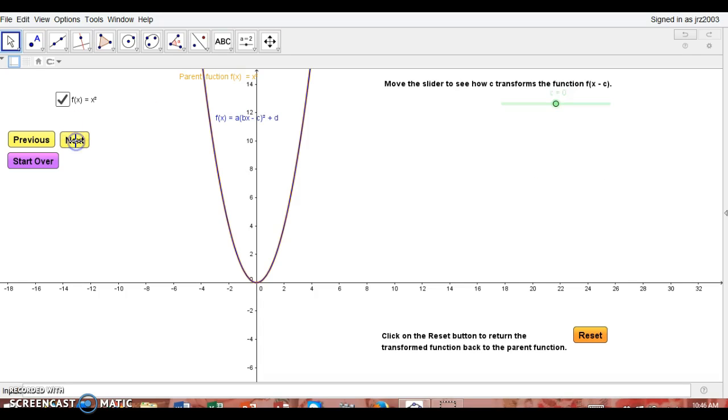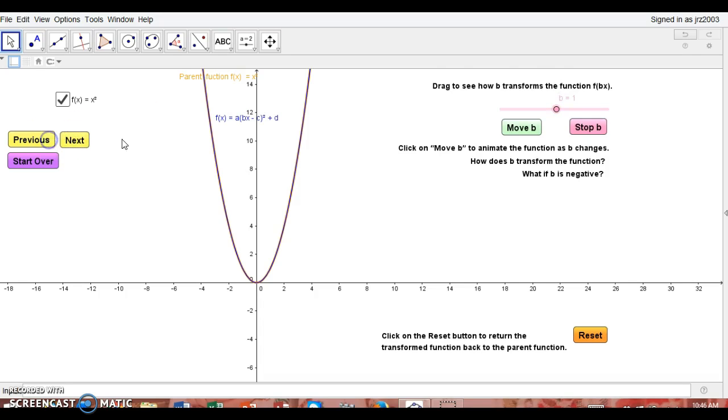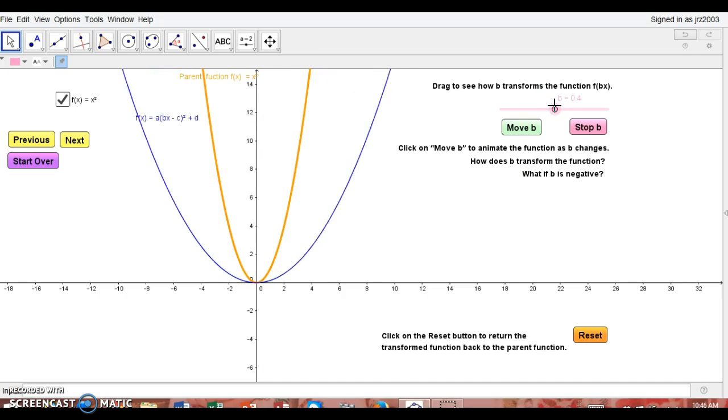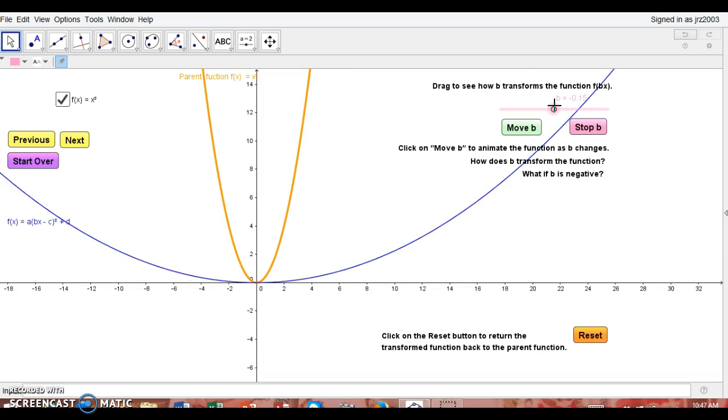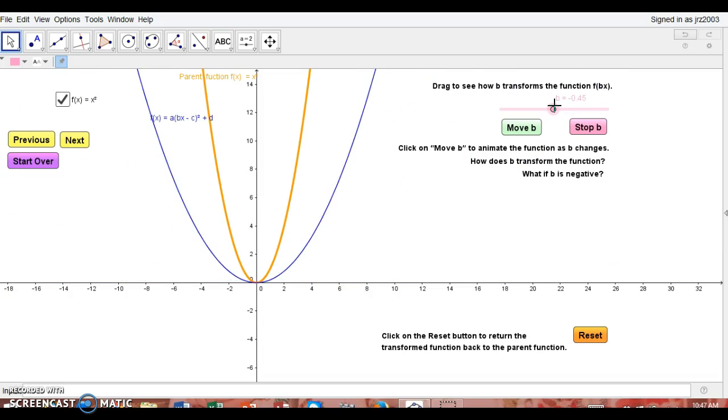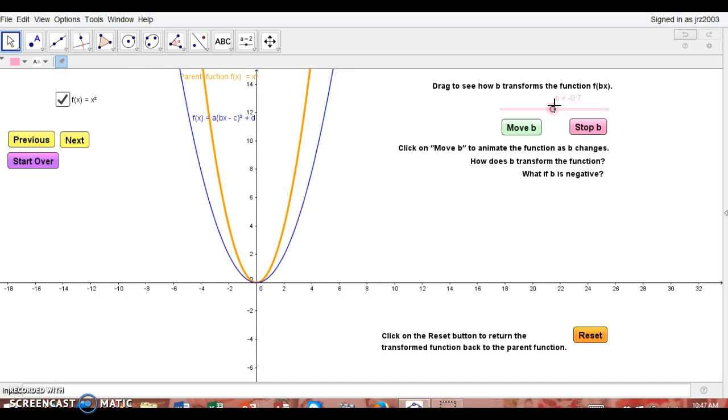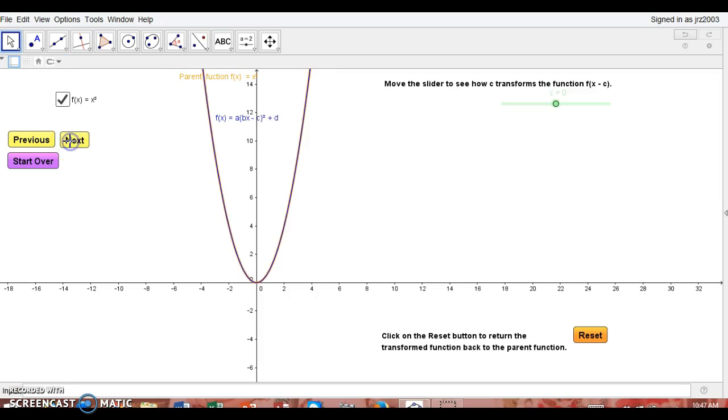What if B is negative? Oh, sorry. In this case, if B is negative, it does not flip it over like A did, because again you're squaring the B, so when you square it, it becomes positive. And then we look at C.